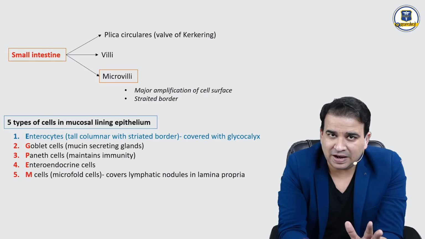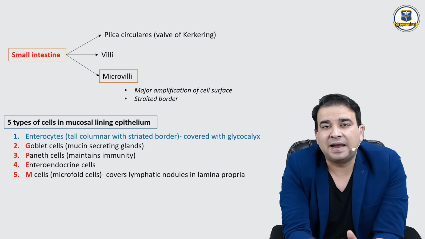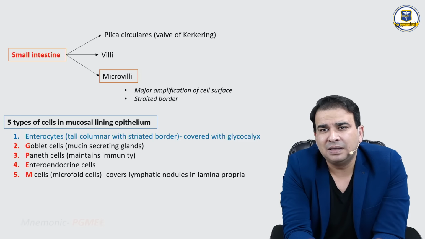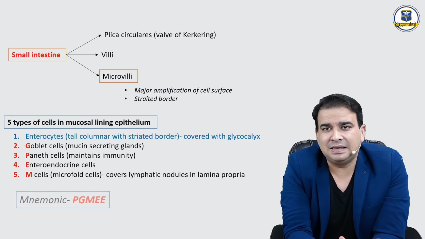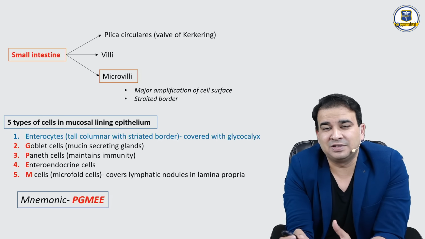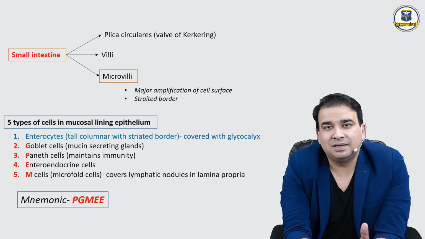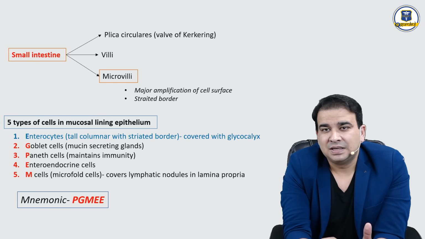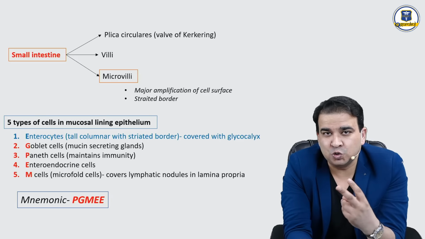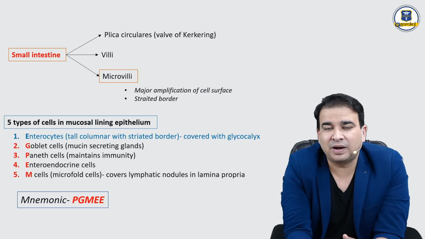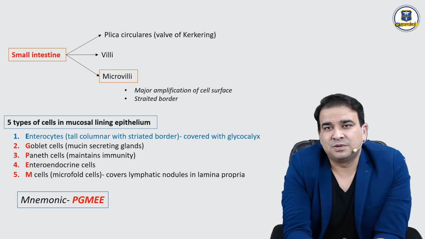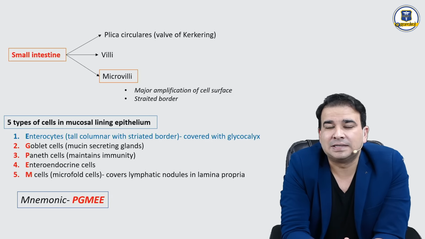So these are the main five types of cells present in the lining epithelium of the small intestine. Now, a small mnemonic which may help you remember them is PGMEE. I'm sure no one will forget this mnemonic, at least the postgraduate medical entrance examination. P reminds you of Paneth cells, G of goblet cells, M of microfold cells, and the two Es are the enteroendocrine cells and the enterocytes. So, the five types of cells in the lining epithelium of the small intestine.